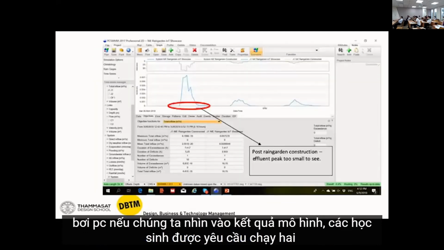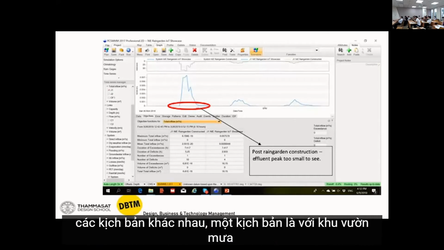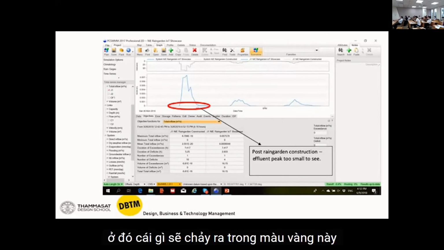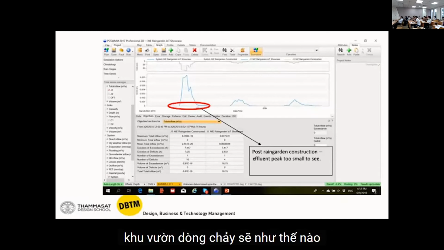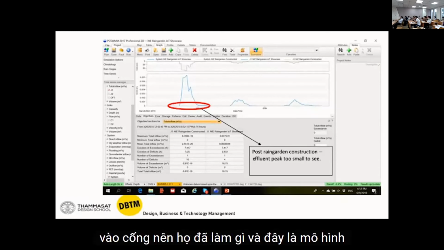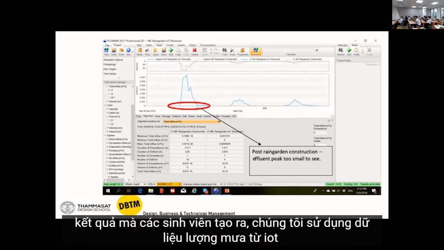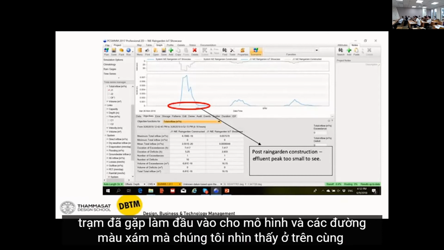If we look at the model results, the students were asked to run two different scenarios. One scenario was with the rain garden there, what would the runoff in this yellow drain look like? The other scenario is if we had no rain garden, what would the runoff look like going into the drain? So what they did, and these are the model results that the students produced, we used the rainfall data from the IoT Met Station as input to the model.